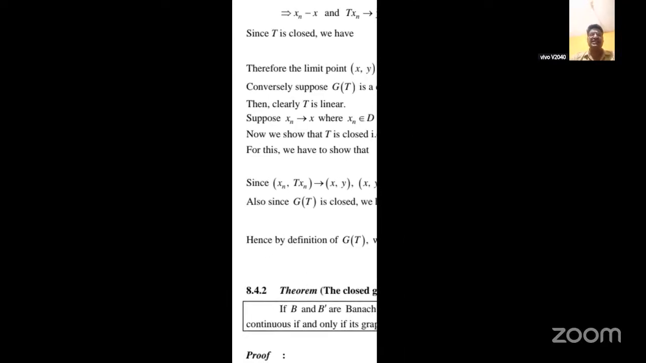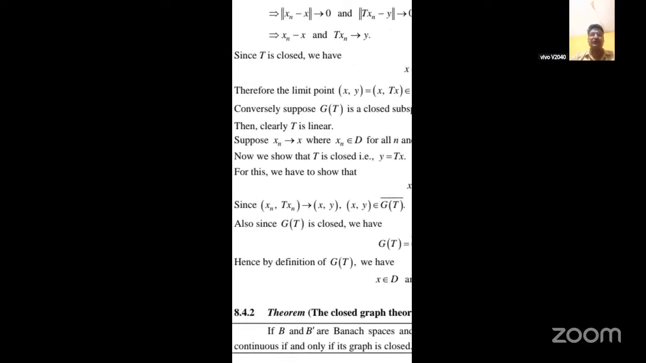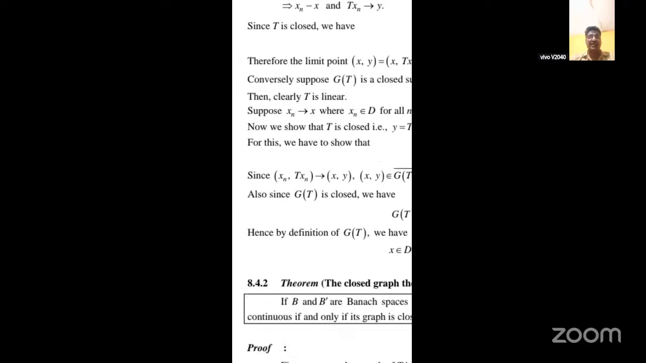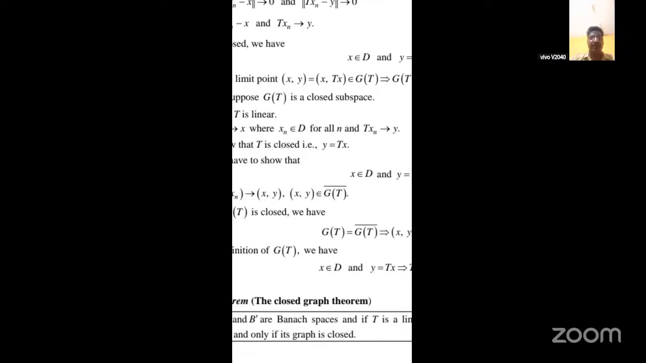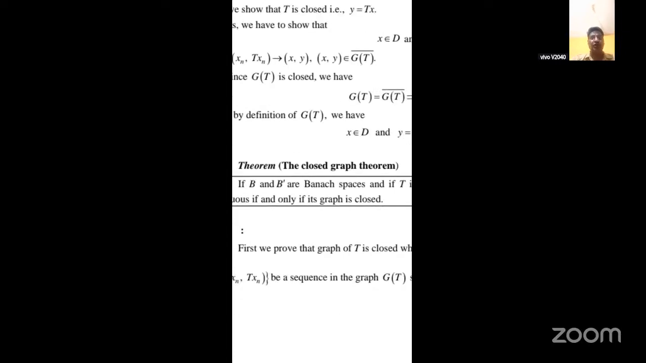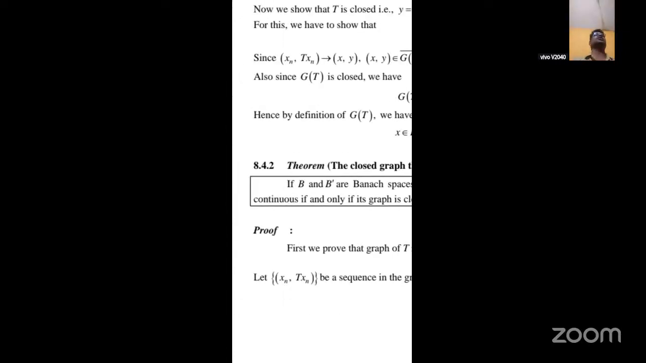See, this is the converse. Suppose G of T is a closed subspace, then automatically the given transformation is also closed through this condition. Okay, you just have to see and observe here. Now that is the main theorem of the closed graph theorem, and this represents the main proof of the closed graph theorem. Now that is a simple statement of the closed graph theorem.